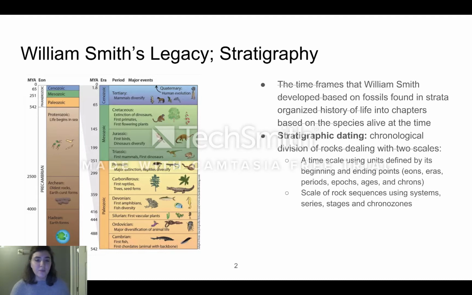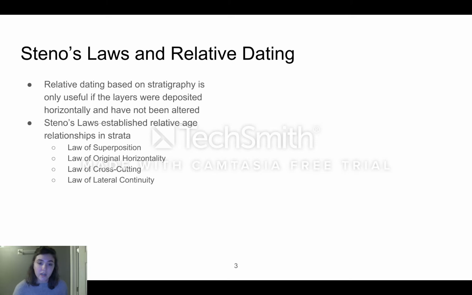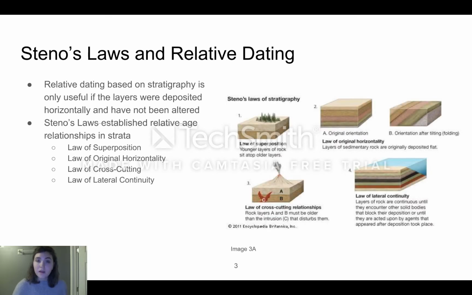So stratigraphy is based on the previous knowledge of how rocks are formed. When William Smith identified sedimentary rock layers and their ages based on chronology, the levels of rocks were undisturbed by the forces in the earth. Looking at Steno's laws will help us to understand the sequencing of layers if they have been subject to movement. So stratigraphy is only useful if the layers are deposited horizontally and have not been changed. Steno's laws established relative relationships in strata and how they change over time or when they are forced to change because of sequences in the earth.